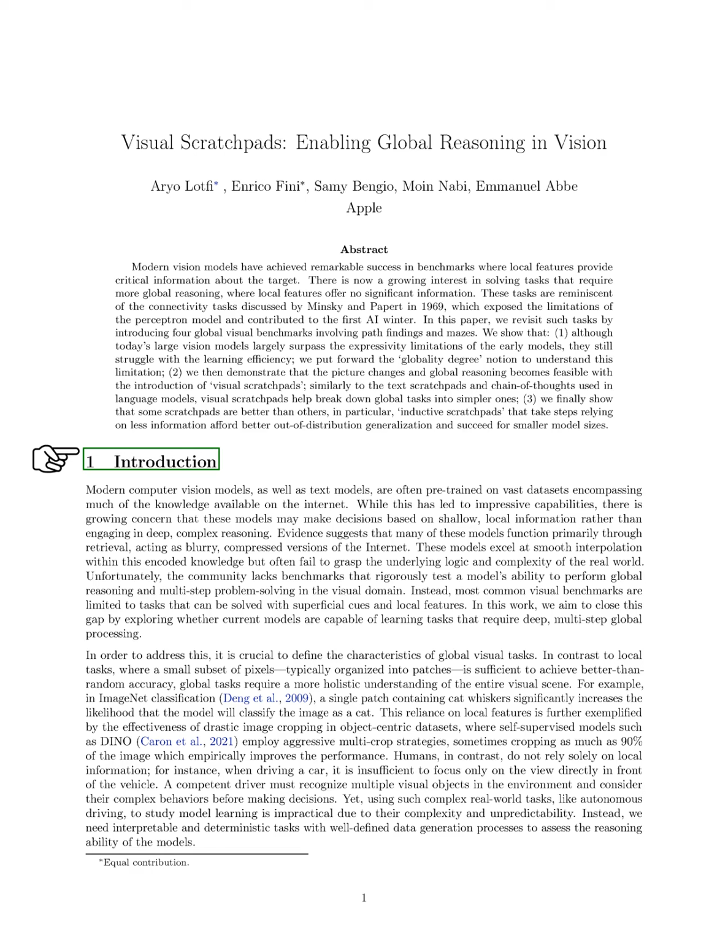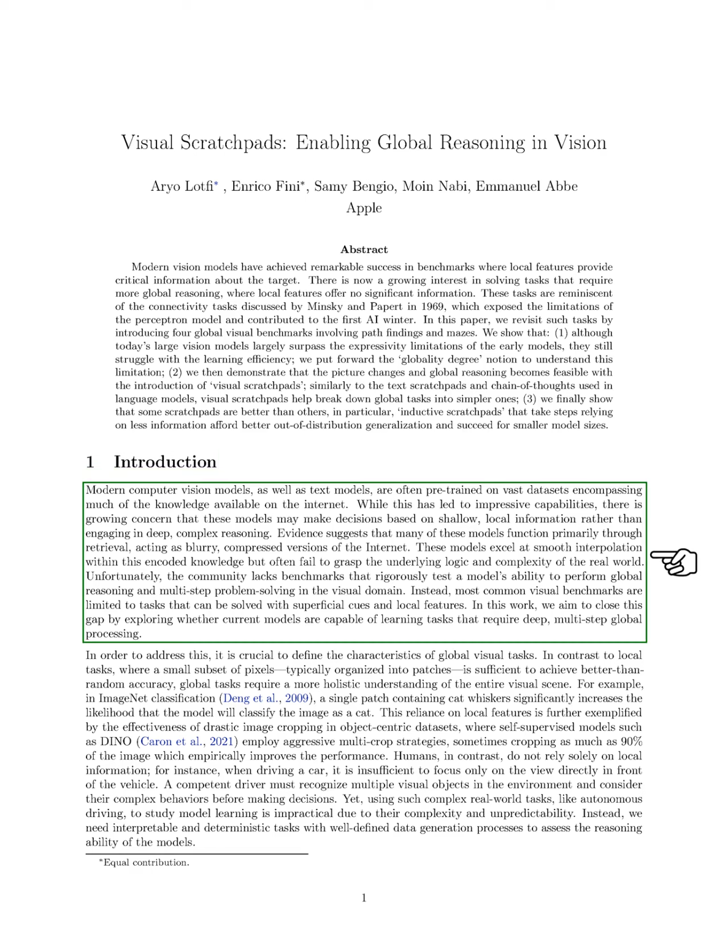Section: Introduction. In this section, we discuss modern computer vision and text models, which are often pre-trained on large datasets that capture much of the Internet's knowledge. While this has resulted in impressive capabilities, we are increasingly concerned that these models may rely on superficial, local information instead of engaging in deep reasoning. Evidence indicates that many models operate mainly through retrieval, acting as blurred versions of the Internet. They excel at interpolating within this encoded knowledge but struggle to understand the real world's complexity and logic.